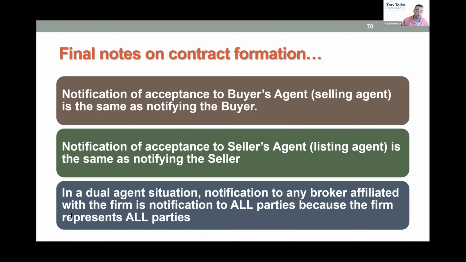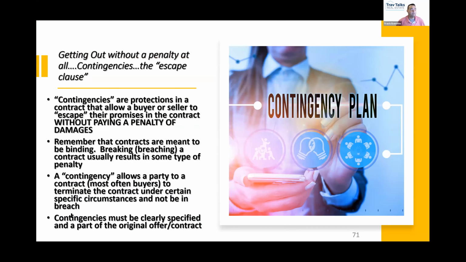So make sure that you look at those communication of acceptance. Last couple of things we need to talk about here in this section, and then we're done. I know I'm about a minute over my time, but it won't take but a second. You need to know this word: contingency. A contingency is a "let me get out and not lose my money" clause in a contract.